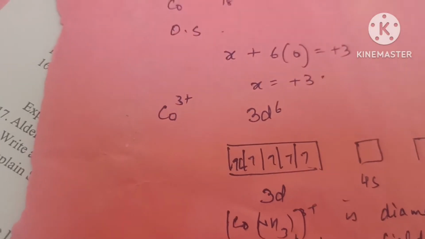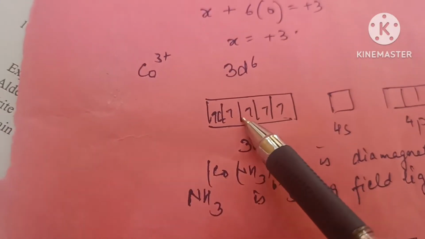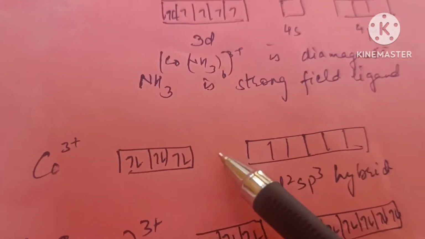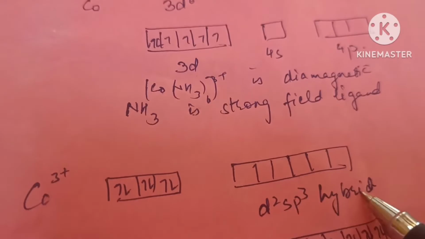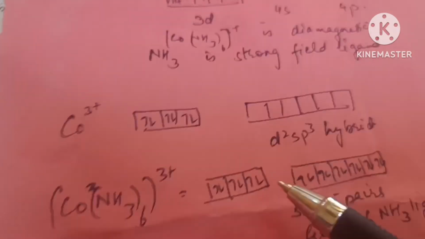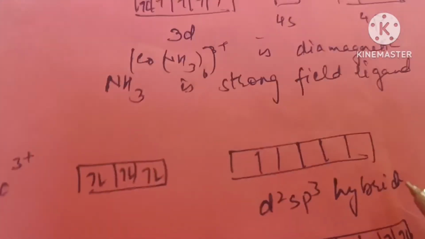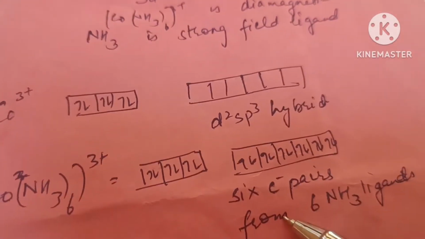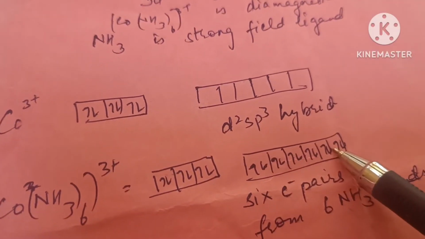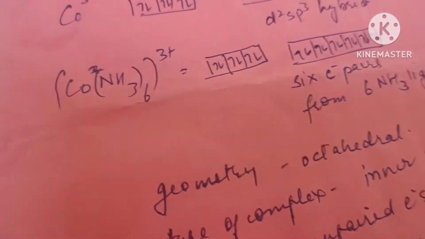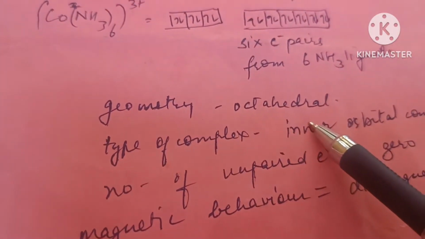But ammonia is a strong field ligand, so it causes pairing and makes available 2 d orbitals for d2sp3 hybridization. In the complex hexaamminecobalt(III), the 6 ammonia ligands will give 6 electron pairs to form 6 coordinate bonds in an octahedral geometry. So geometry of the compound is octahedral.